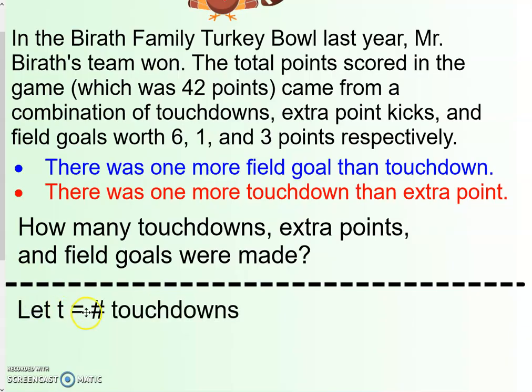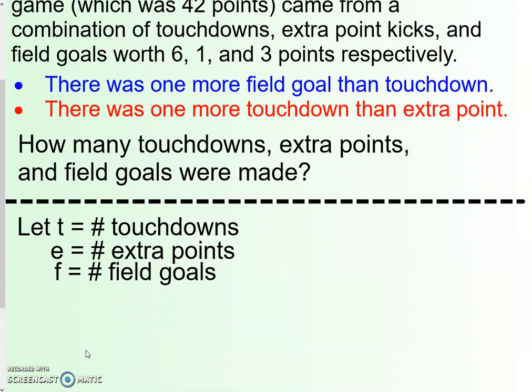So I'm going to let T equal the number of touchdowns. E is the number of extra points, and F is the number of field goals. Now, first off, I know that there were 42 points. So I can say 6 points for a touchdown, 1 point for an extra point, and whoops, I had a little typo, 3 points for a field goal. And those 3 things right there add up to give me 42 points. So this first equation, equation number 1, is just based off pure points.